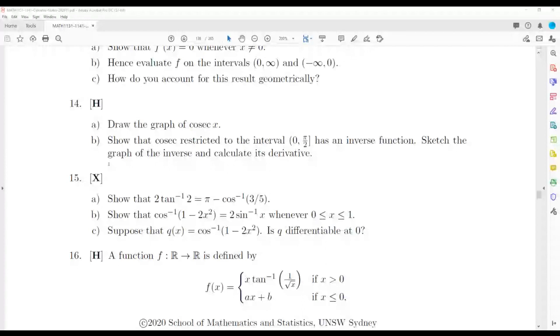Okay. So 14 is labeled as an H or a hard question, but with GeoGebra, it's pretty easy, right? Draw the graph of cosec x, or 1 on sine of x. Show that if you just restrict x values here, then it does have an inverse function. Okay, so let me do the first part of this. I've only got a couple of minutes, but here's one that I've done in GeoGebra. Hang on, let me just bring that up. There we go.